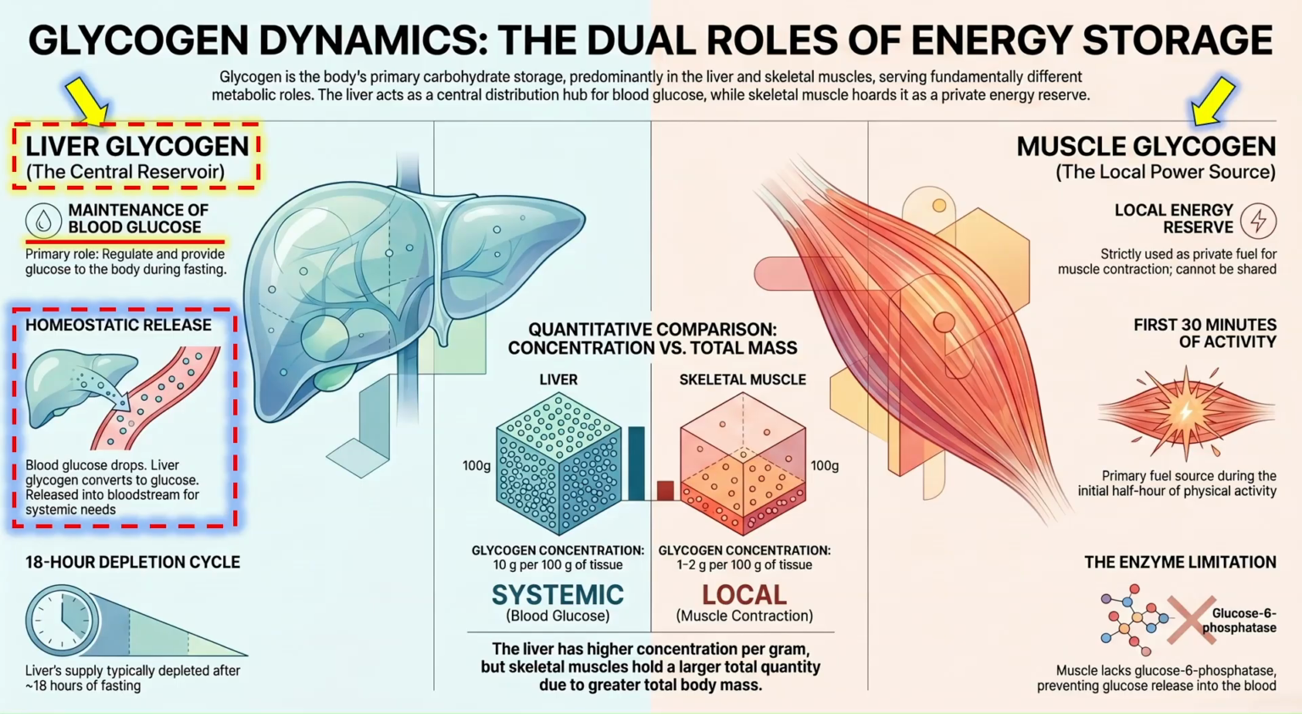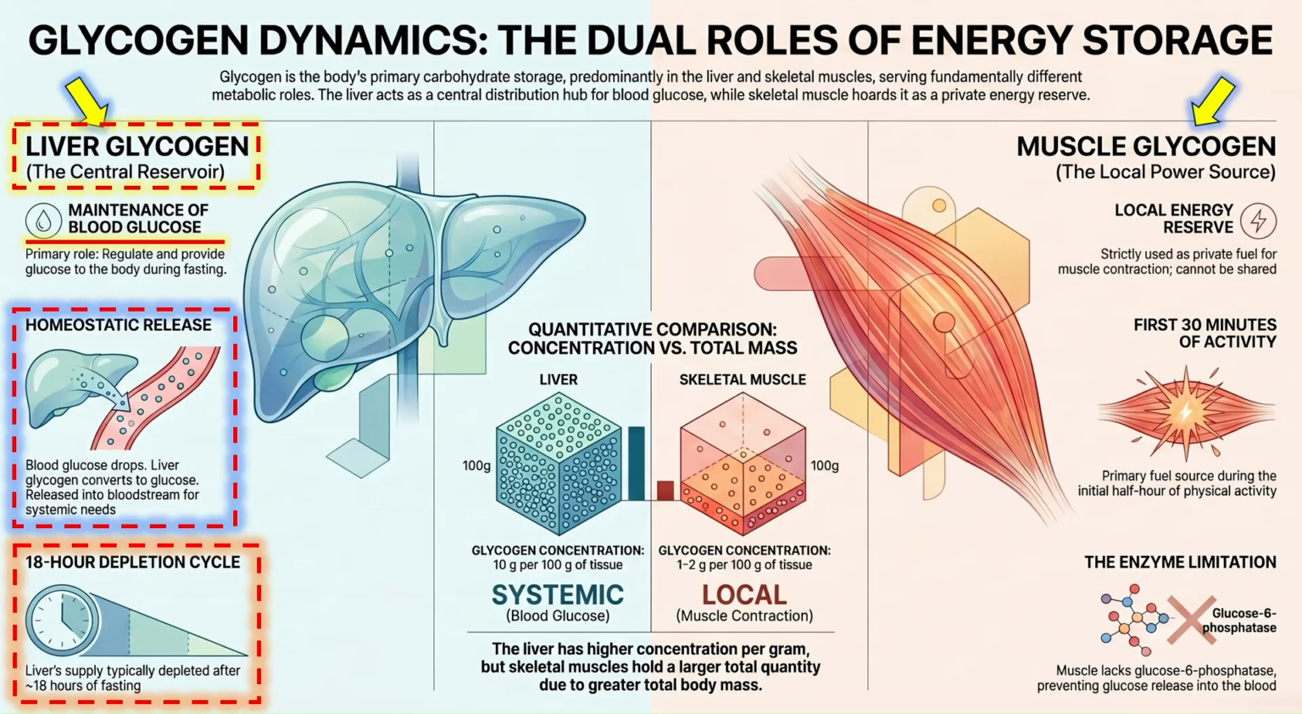In this way, the liver glycogen acts as a buffer against hypoglycemia. An important clinical point for examinations is that liver glycogen stores are limited. Under normal fasting conditions, the liver glycogen is usually depleted within approximately 12 to 18 hours, often around 18 hours. After this point, the body increasingly depends on gluconeogenesis to maintain the blood glucose.